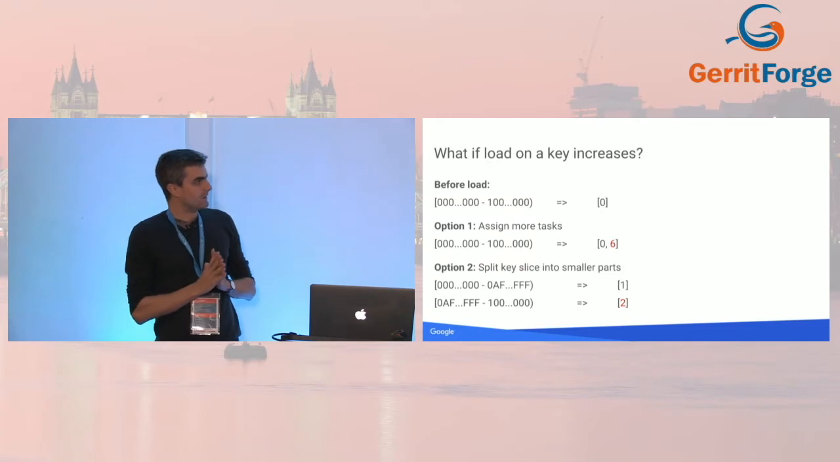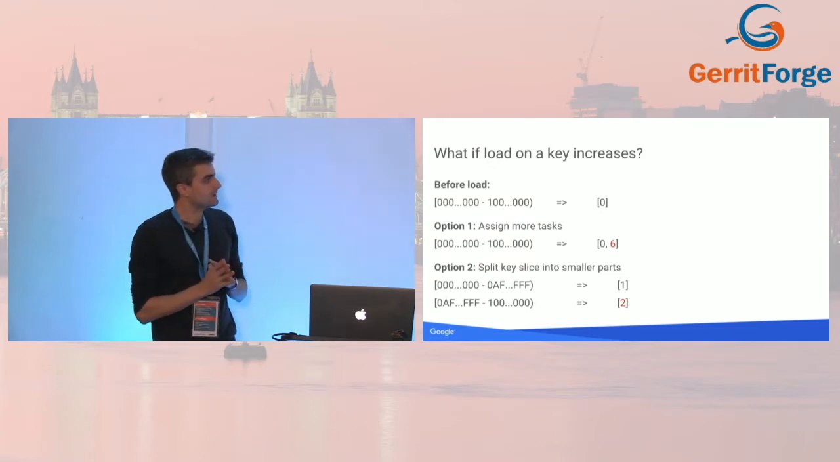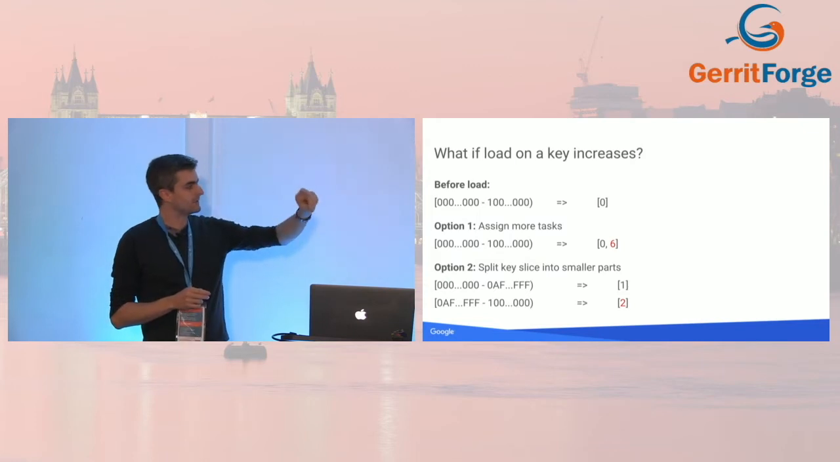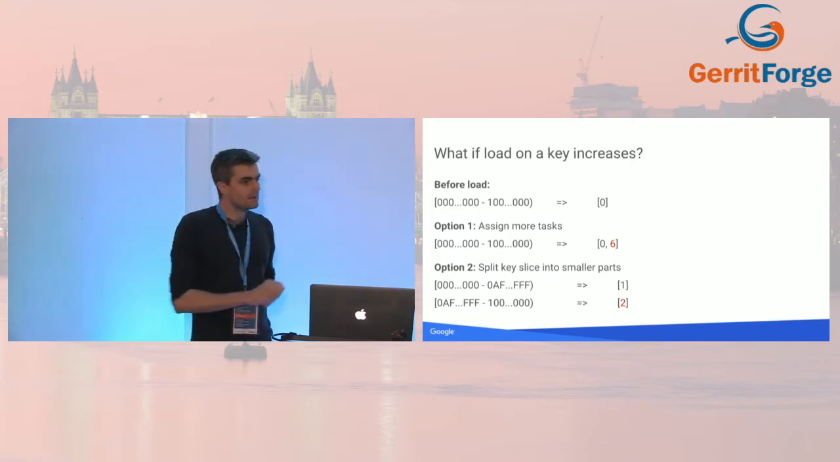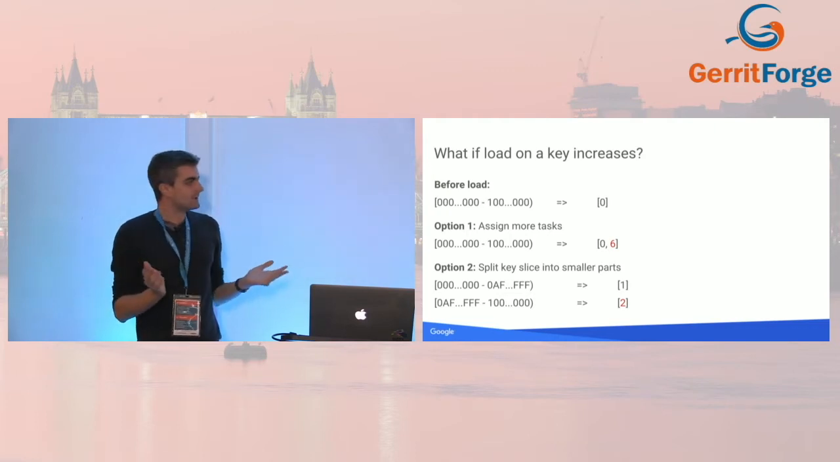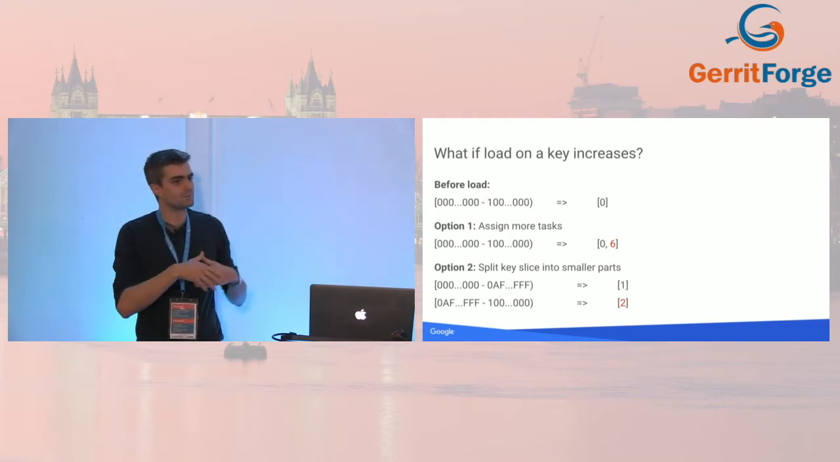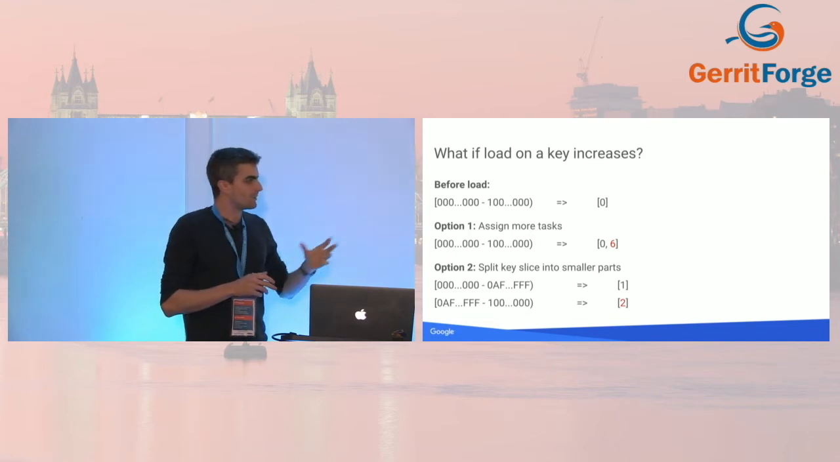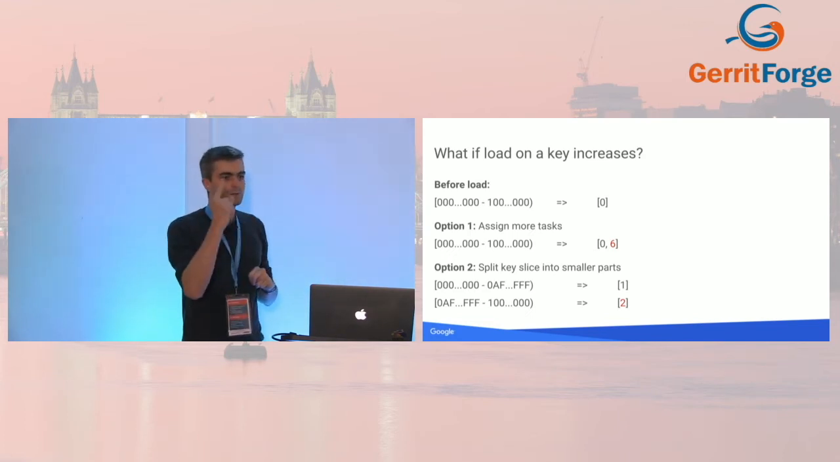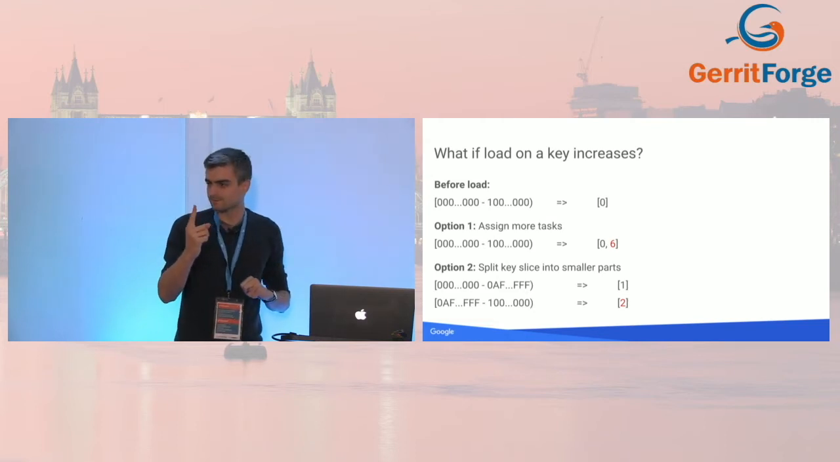What can we do if the load changes? Say we have that key for Gerrit, and it lies in the first range, and now the traffic changes. When the traffic changes, there are basically two options. Option one is we assign more tasks. We just add task number 6, right? And then it's pretty much round robin between task 0 and task 6.